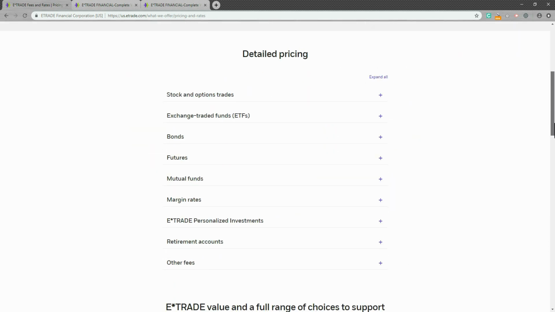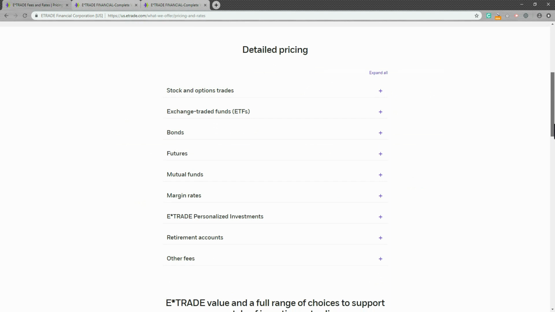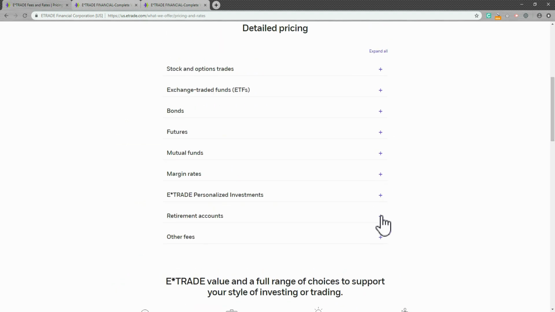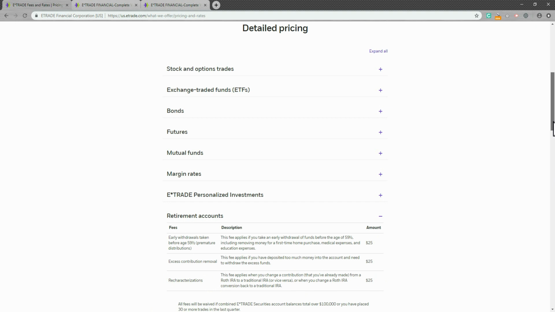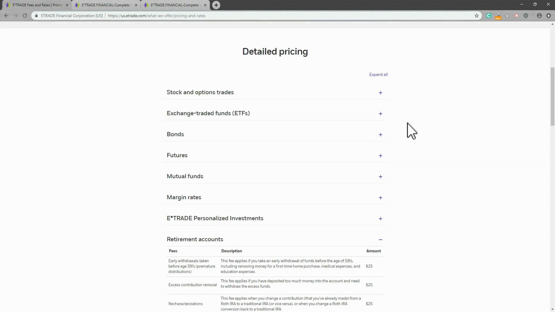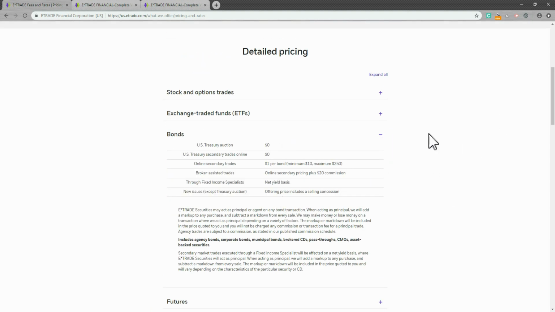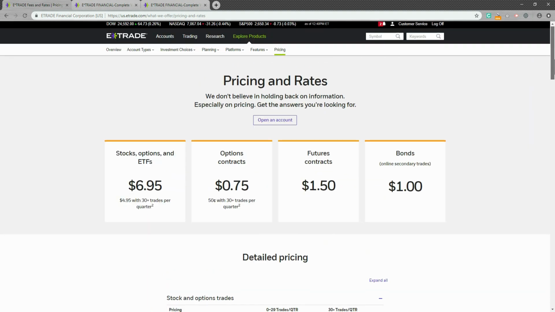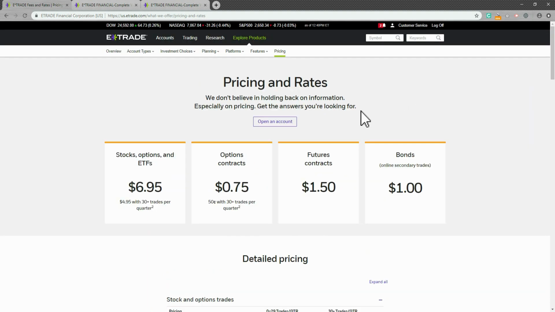The pricing, you can get more detailed pricing by coming to this page and actually just clicking on the different things to see what the pricing is for that. And you can see here for retirement accounts, if you want to see what it was for bonds, you can see that. Stocks, you saw that up top, $6.95. If you're trading like you're a trader, $4.95 for 30 plus trades a quarter, however that works. So the pricing is a little different.